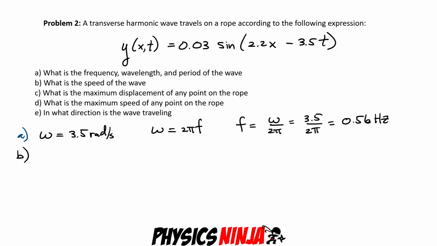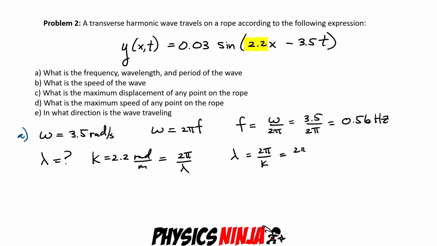All right, great. B, what is, oh, sorry, we're still at A. I'm jumping ahead of myself. What is the wavelength? Well, if you know the number that multiplies my x coordinate right here, that means you know the wave number. The wave number in this case is 2.2, measured in radians per meter. It's also linked to the wavelength: k equals 2 pi divided by lambda. So lambda is simply 2 pi divided by 2.2. We put that in the calculator and we should get a wavelength of approximately 2.86 meters.